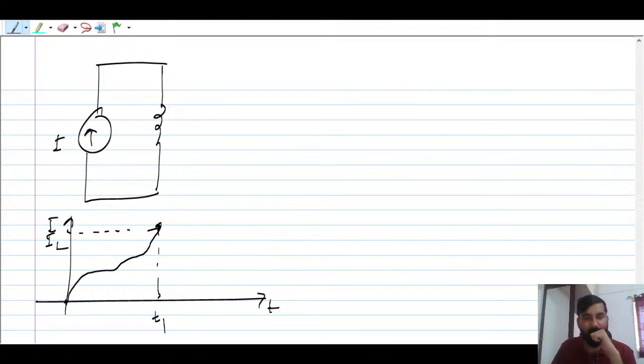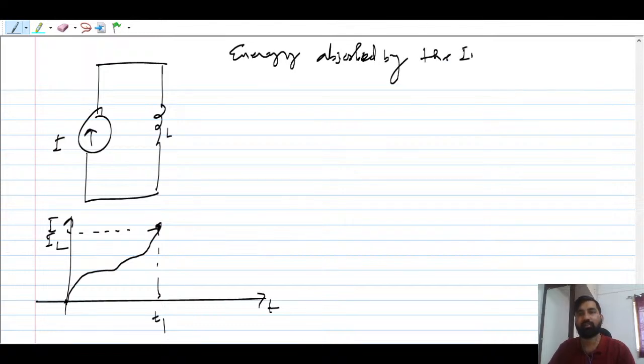Now if I ask you that over a time interval 0 to t1, we are trying to find the energy absorbed by the inductor over a time interval.